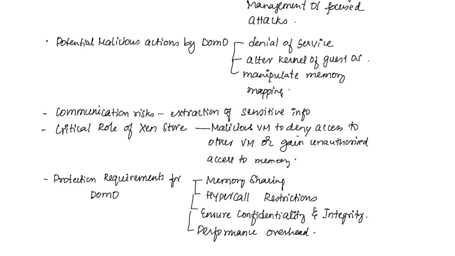Next we have protection requirements for Domain 0. First one is memory sharing. Dom0 should be restricted from accessing the memory of DomU unless it is initiated by the hypercall. If not, memory should not be shared. Then we have the hypercall restrictions. Security critical hypercalls should be tightly controlled, as certain hypercalls can cause harm to the DomU. Foreign mapping or debugging hypercalls should be monitored, and if possible they have to be restricted completely.